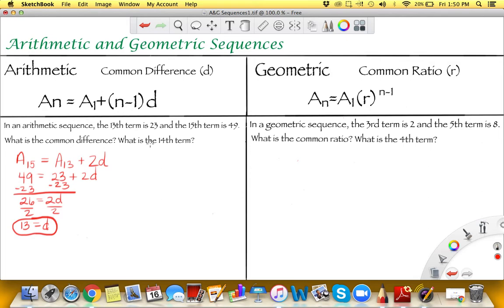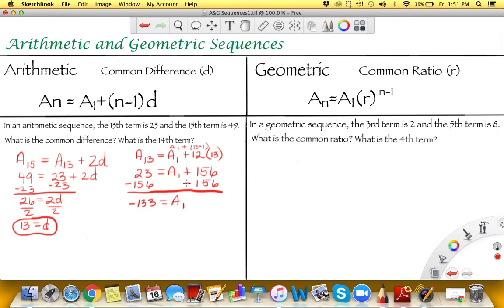Now, in order to figure out what the 14th term is, we're going to take the approach that finds the initial term first. So what I want to do is take the 13th term, and it's equal to the first term plus 12 times 13. I got that because up here the n minus 1 is 13 minus 1, which gives us 12. So I have a1 plus 13 minus 1 times 13. Okay? So I know what the 13th term is. It's 23. So 23 is equal to a sub 1 plus 12 times 13, which is 156. And so in order to get the initial term, we're going to subtract 156 on both sides. When I subtract this, I'll get negative 133 equals a sub 1. So that tells me that the first term in this sequence is negative 133.